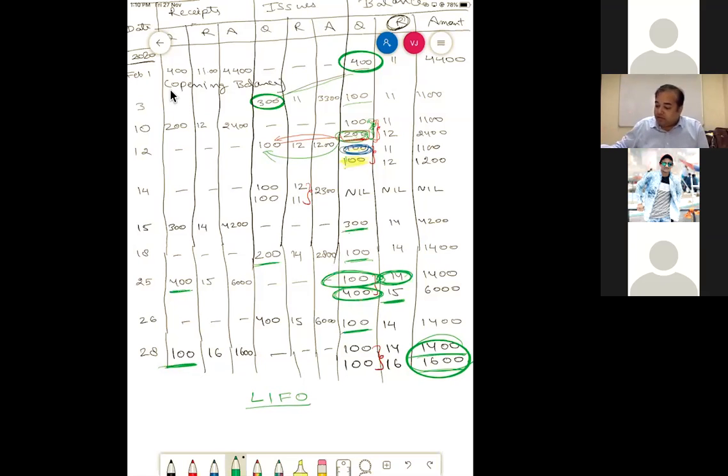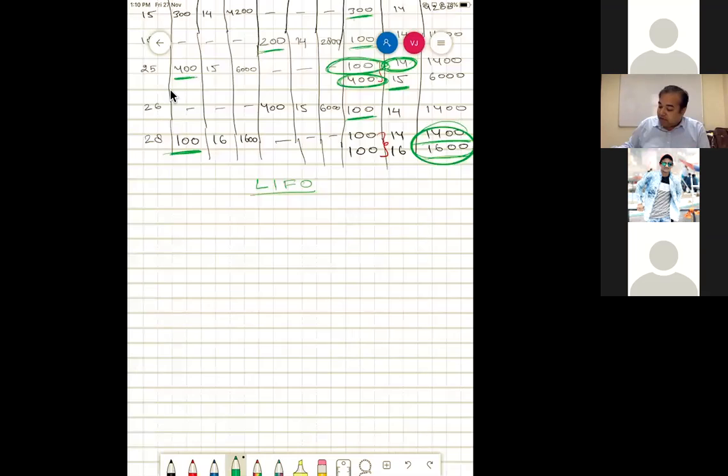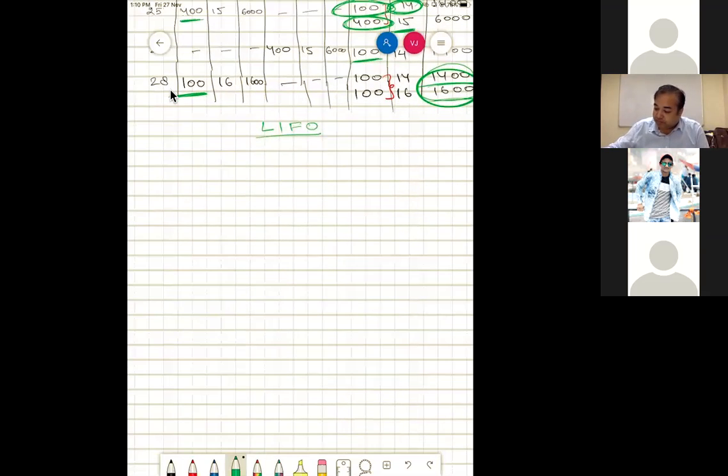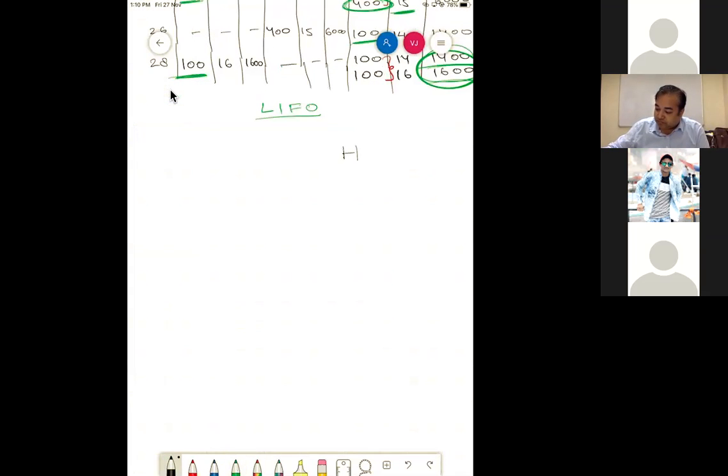Now next method is known as HIFO. Can anybody tell me its full form? Next is the highest in, first out method. So here what we will be doing, the rate which is higher, first we will be issuing that.